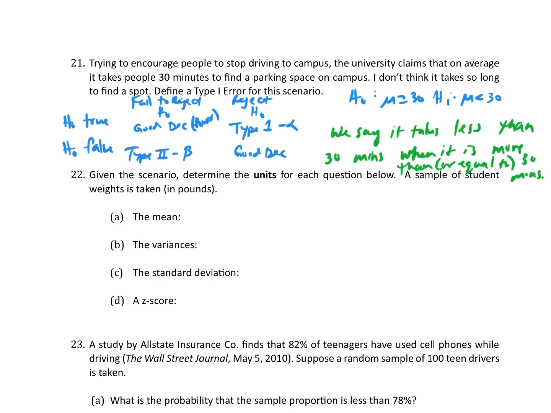Given this scenario, determine the units. So, mean is pounds. Standard deviation is pounds. Because variance is standard deviation squared, that means variance is pounds squared. And z-score, no units. Doesn't matter what you're doing. Z-score does not have any units with it. I thought it was how many.